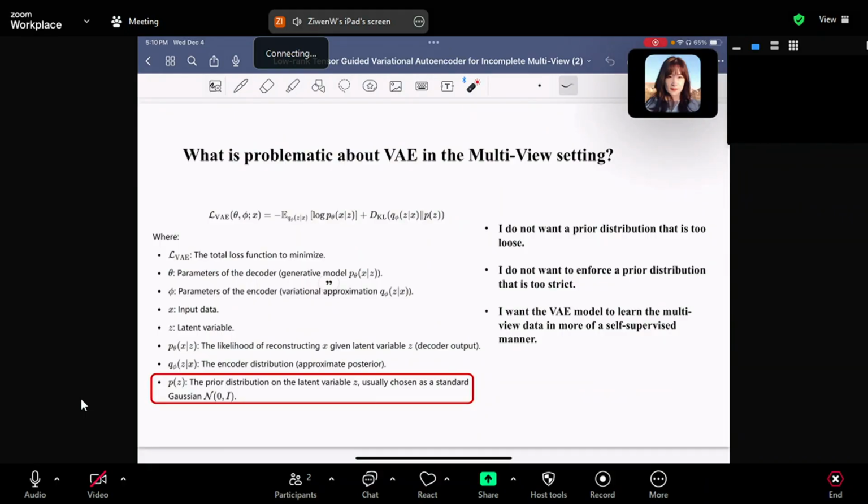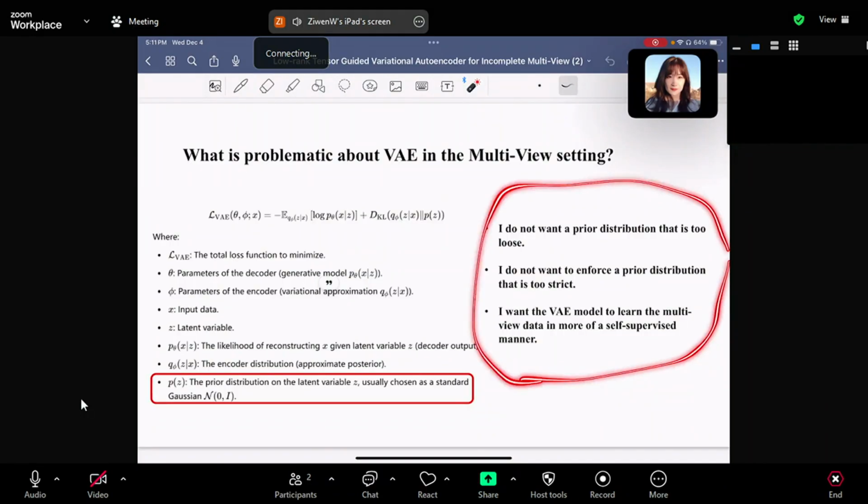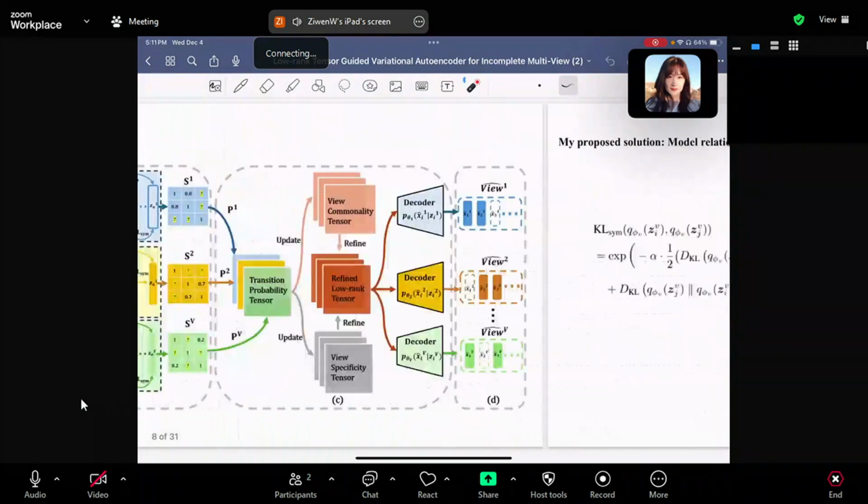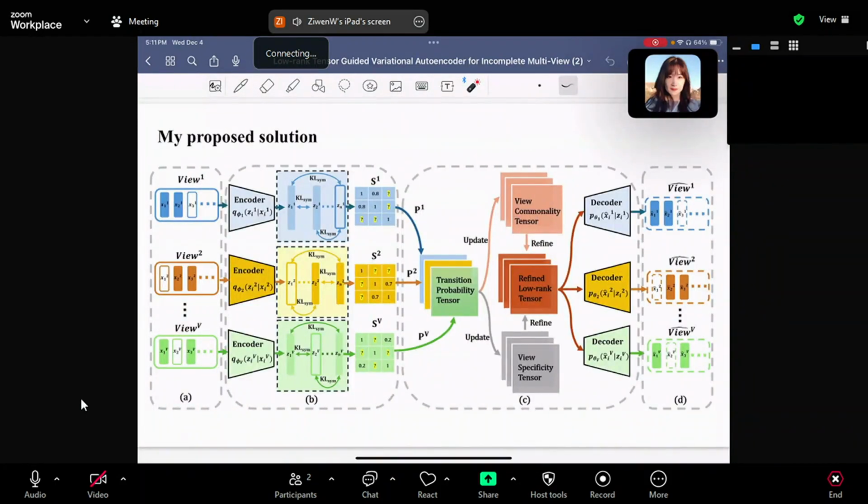Well, that might work on certain data sets, but it certainly does not solve all the problems. And I want the variational autoencoder model to learn the multi-view data in more of a self-supervised manner. So these are the goals. And this is the proposed solution.